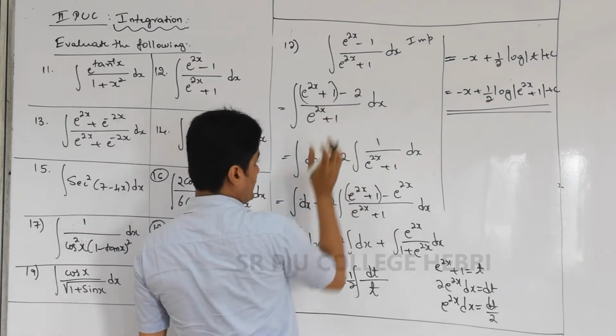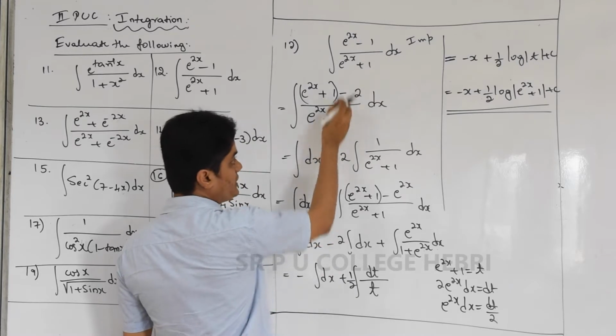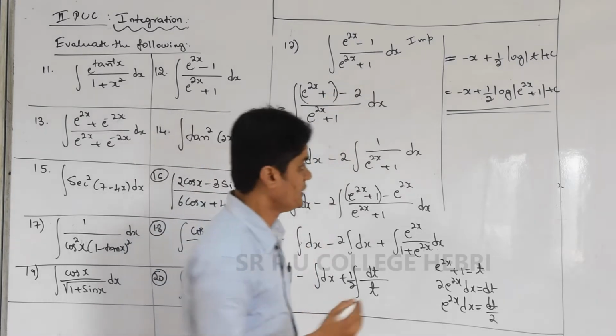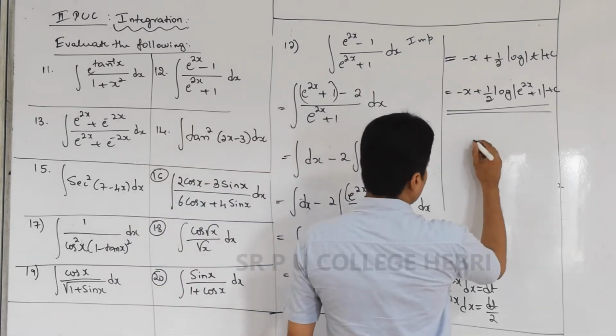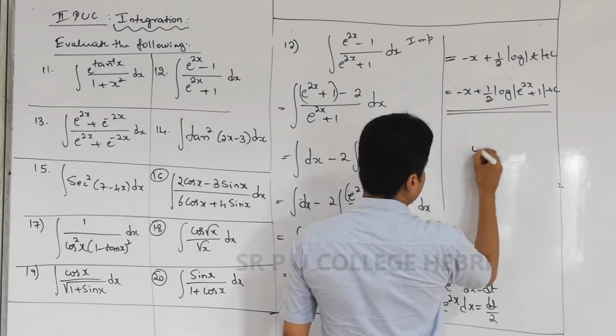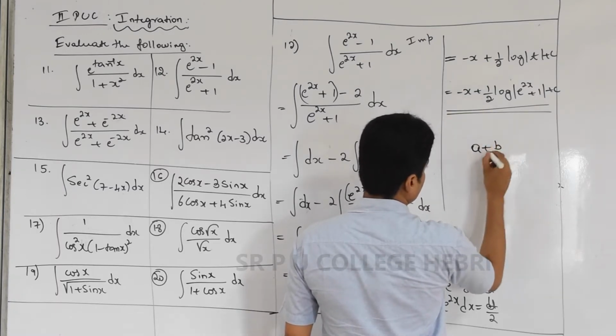Okay, here your aim is to bring the denominator term in the numerator so that you can simplify. Why should we solve like this? See, you cannot split this term.